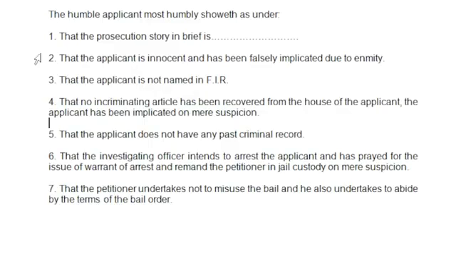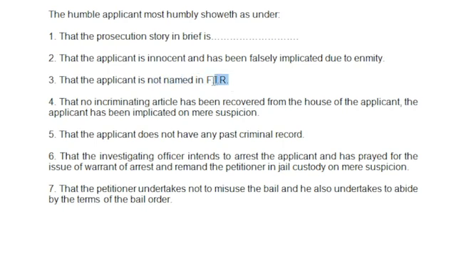So now, first point, you have to mention the story of the victim, the allegations that the victim has imposed. Then you have to mention that the applicant, in this case the accused person, is innocent, and he is falsely implicated due to enmity, because we have to show here that the accused person is innocent. That is why he is applying for anticipatory bail.